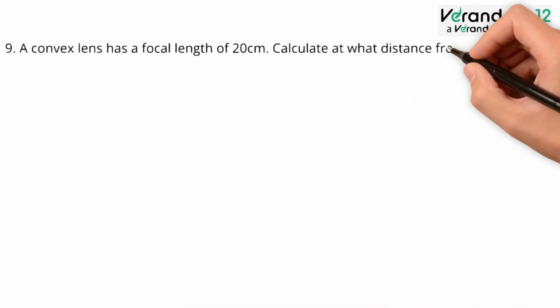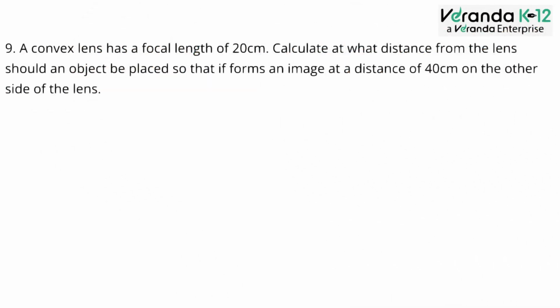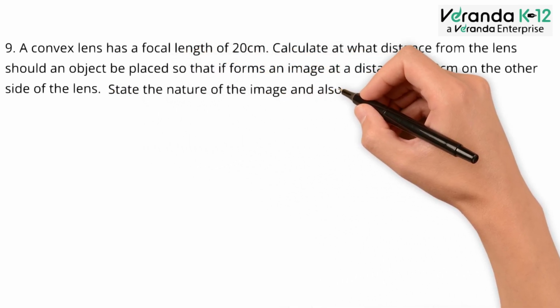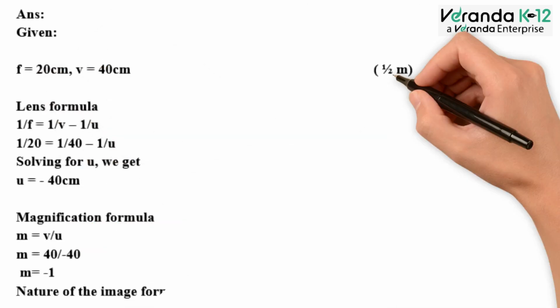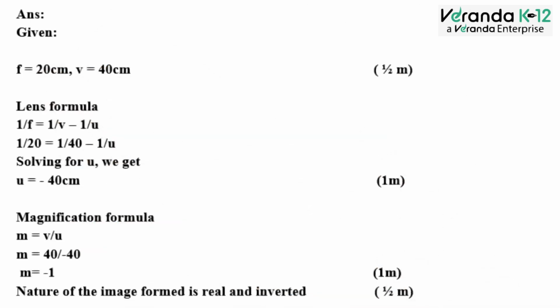Question number 9. A convex lens has a focal length of 20 centimeter. Calculate at what distance from the lens should an object be placed so that it forms an image at a distance of 40 centimeter on the other side of the lens. State the nature of the image and also find the magnification of the lens. Solution. First, let us write the given values. From the question, we can see that the focal length of the convex lens is plus 20 centimeter and the image distance is 40 centimeter.